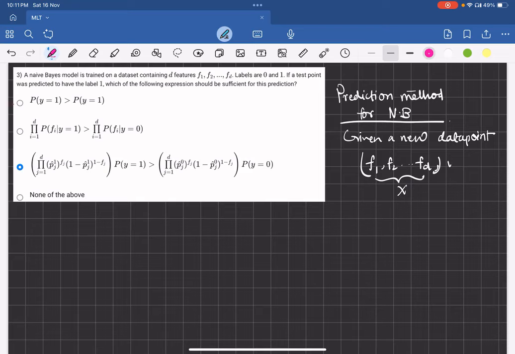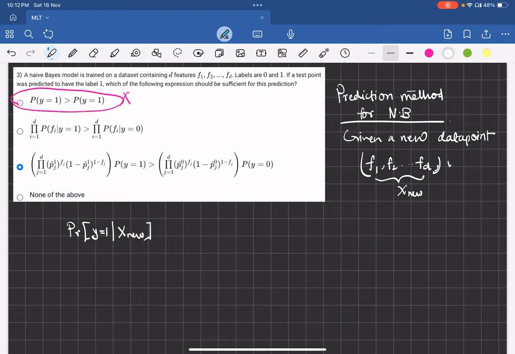So the first option does not make sense. Now, what happens in naive Bayes? We try to understand which of the following probabilities is larger than the other. Let me write that. The probability that y is equal to 1 given x, where x is the new x, the one which we got. Let me write this as x new.